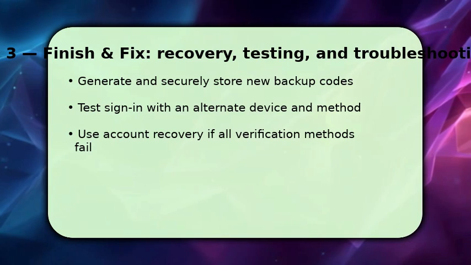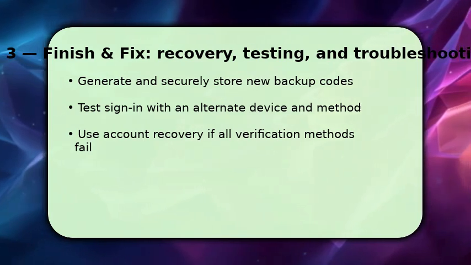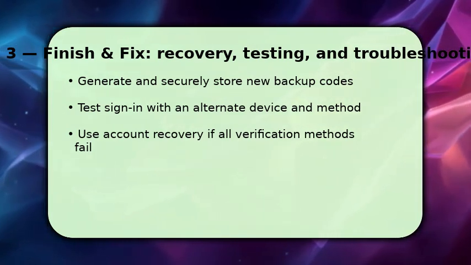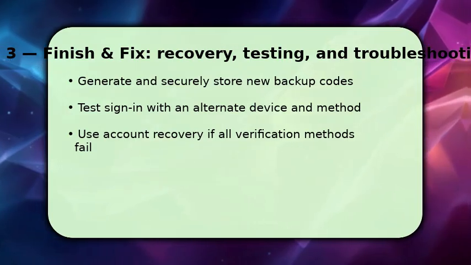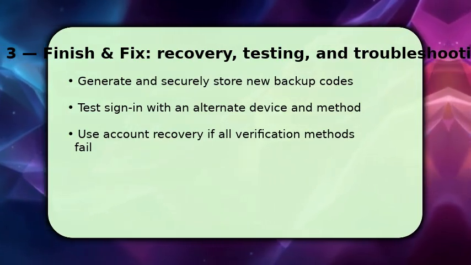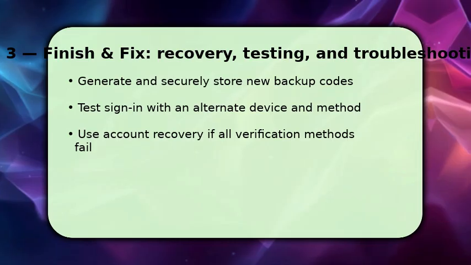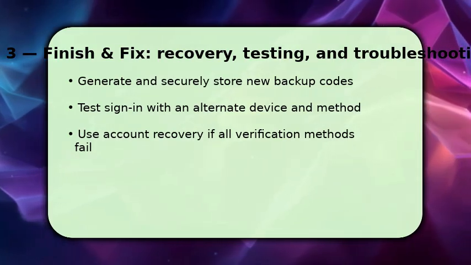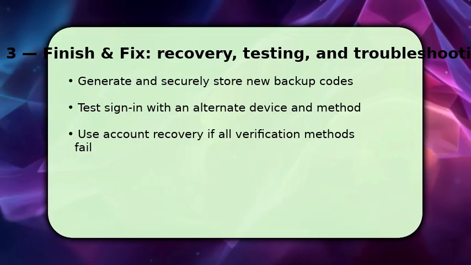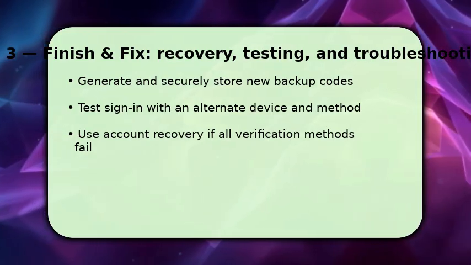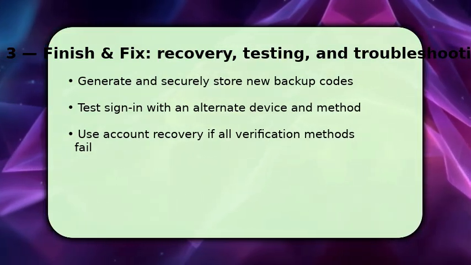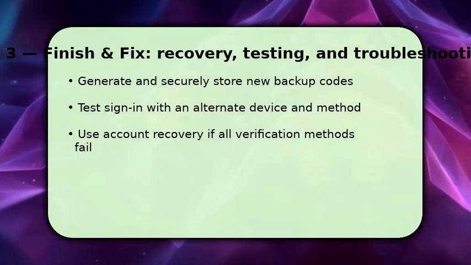You finish by generating fresh backup codes and storing them in a secure place like an encrypted password manager. Note at least one physical copy if needed. Then test signing in on a different device using an alternate verification method to confirm everything works. Finally, make sure recovery options are updated so Google can verify your identity if needed.